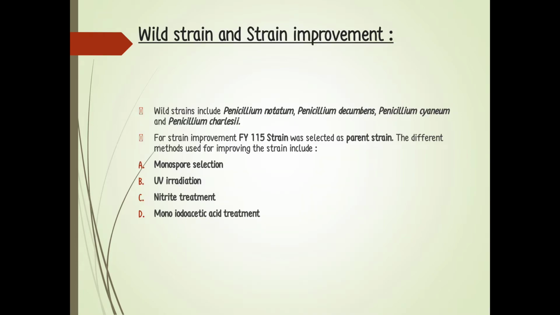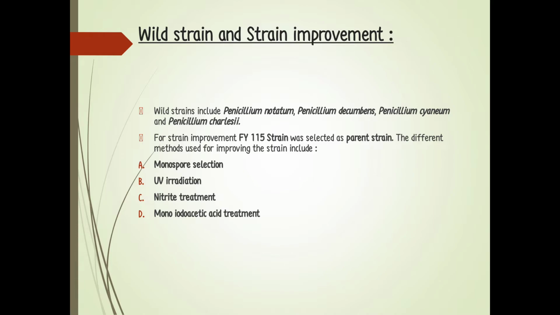Now, wild strain and strain improvement. It's important to understand that wild type strains will produce a certain amount, but in this era of faster and greater production, we have to improve the strain so that it produces a larger amount of erythorbic acid, which can be utilized for other purposes in a faster way. The wild strains include Penicillium notatum, Penicillium decumbens, Penicillium cyaneum, and Penicillium charlesii.